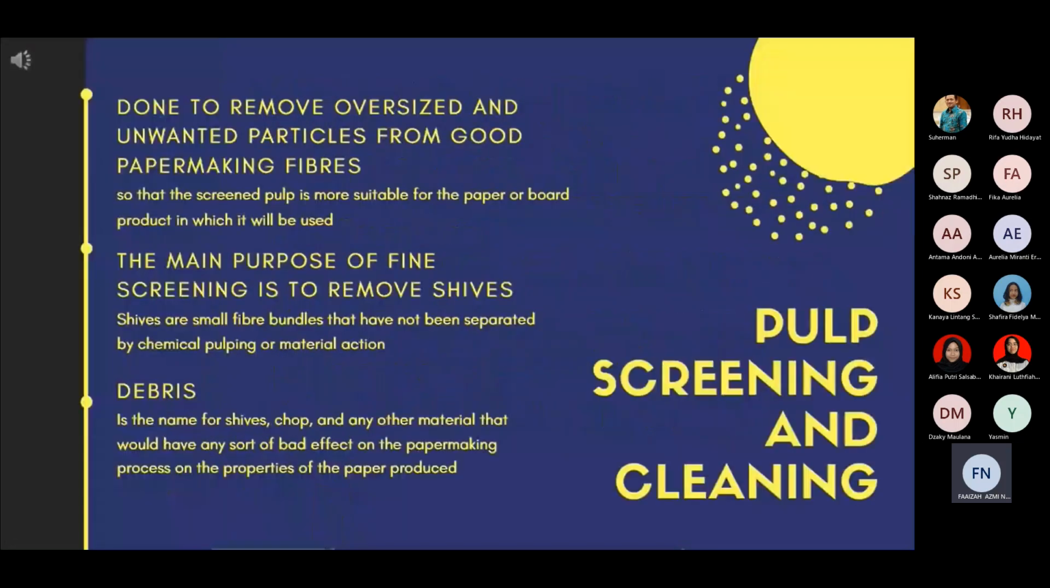Next is the pulp screening and cleaning process. Pulp screening and cleaning is done to remove oversized and unwanted particles from good papermaking fibers so that the screened pulp is more suitable for the paper or board products in which it will be used. The main purpose of fine screening is to remove shives. Shives are small fiber bundles that have not been separated by chemical pulping or mechanical action. And then there's the debris. Debris is the name for shives, chop, and any other material that would have any sort of bad effect on the papermaking process or on the properties of the paper produced.